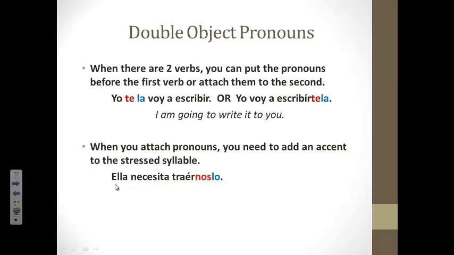So she needs to bring them, or bring it to us. If I choose to put my pronouns on the end, nos lo, I must put an accent on the stressed syllable. If it's an infinitive, that accent will fall on the A of AR verbs, the E of ER verbs, and the I of IR verbs.